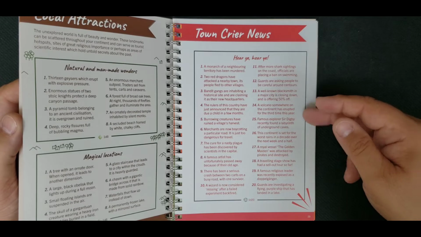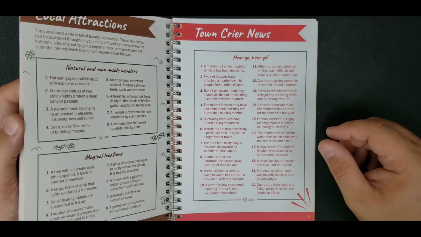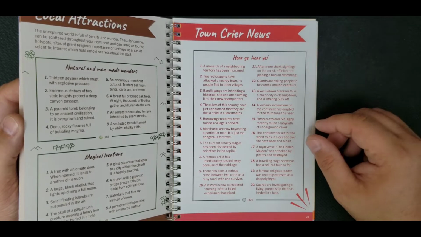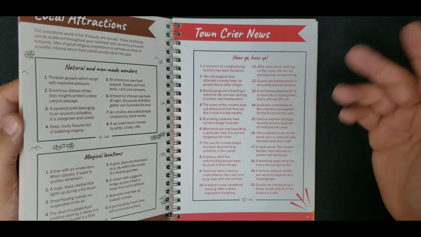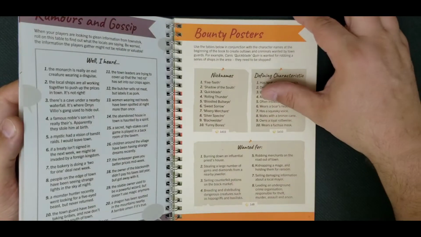You could say that if a volcano has erupted for the 3rd time this year, maybe you don't want to do a volcano again. And you say, well, there's been an earthquake in the upper mountains for the 3rd time this year. It may have caused a landslide. At least this gives you ideas to go off of.